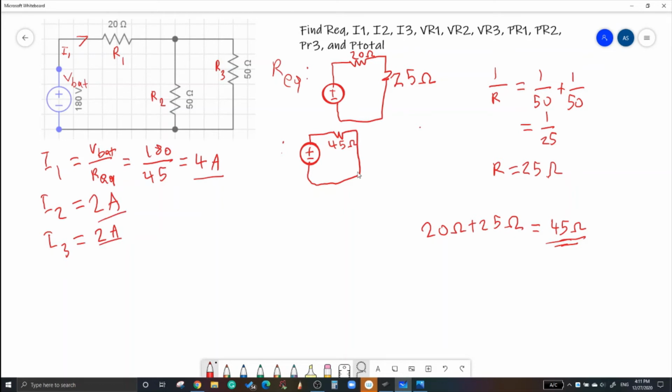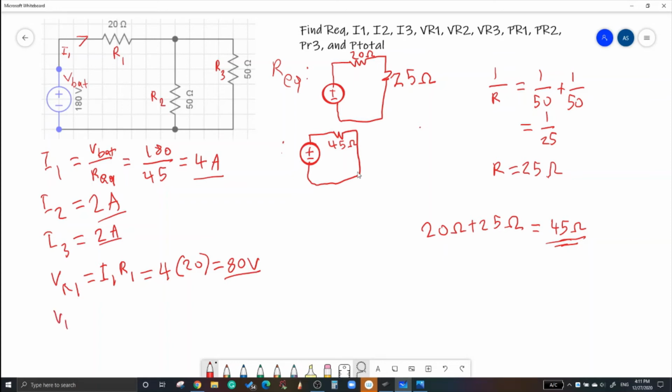Okay, now we'll find VR1. To find VR1, we need to do I1 times R1. For I1, what we have found is 4 amps. So it'll be 4 times the resistance value for R1, which is 20 ohms right here. So it'll be 4 times 20, which will go as 80 volts. So we have found VR1.